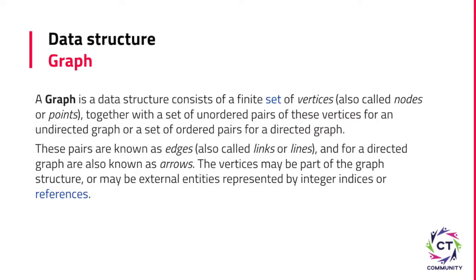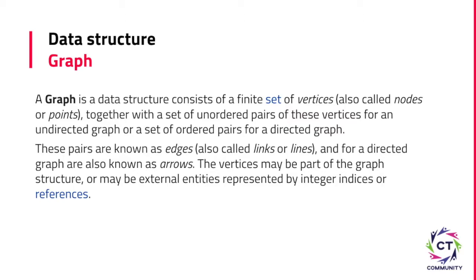So what is a graph? A graph is a data structure consisting of a finite set of vertices, also called nodes or points, together with a set of unordered pairs of these vertices for an undirected graph, or a set of ordered pairs for a directed graph. These pairs are also known as edges, links or lines, and for a directed graph are also known as arrows. The vertices may be part of the graph structure or may be external entities represented by integer indices or references. So the entire definition looks a little bit complicated, right?